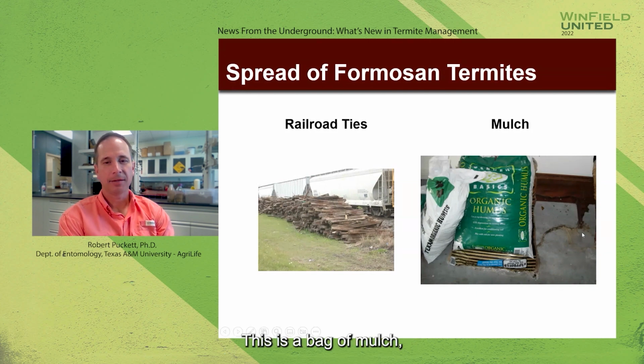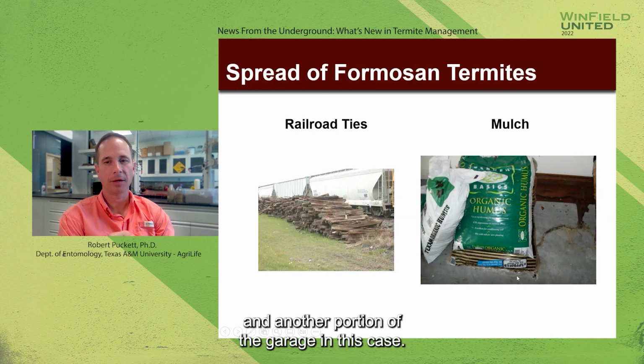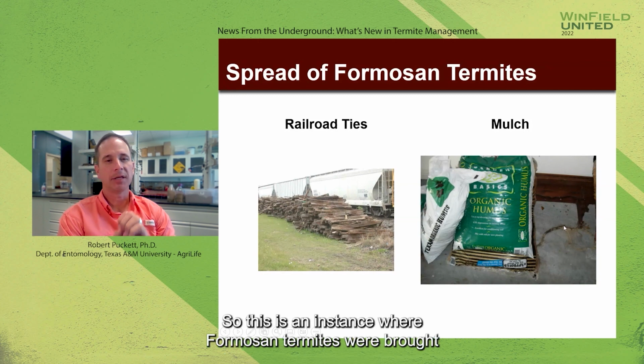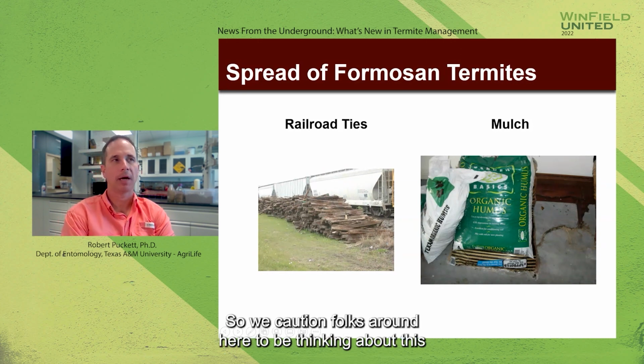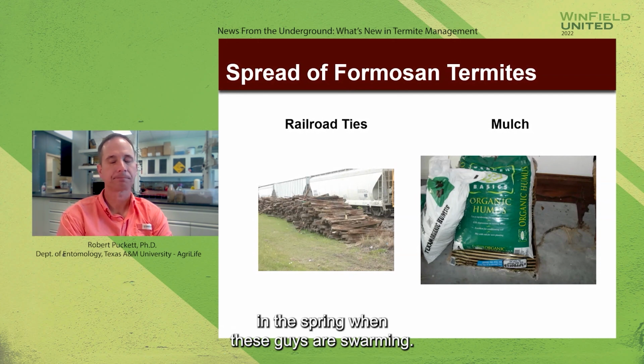We've got lots of situations like this. This is a bag of mulch, and I think you can pick out the shelter tube that's emerging from the mulch and moving under the baseboard, another portion of the garage in this case. So this is an instance where Formosan termites were brought into a house in a bag of mulch. So we caution folks around here to be thinking about this in the spring when these guys are swarming.